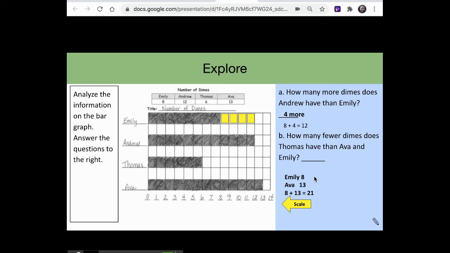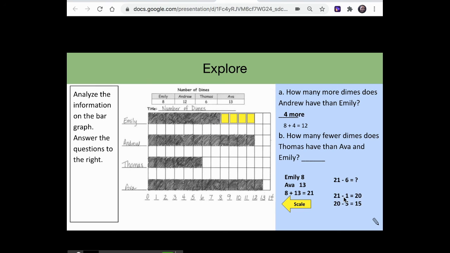We cannot use the previous strategy of counting the empty boxes here. Instead, I will write a subtraction equation. Since we already know that Ava and Emily have 21 altogether, now we're trying to figure out how many more dimes they have than Thomas. So Thomas only has 6. So 21 minus 6, we don't know what that equals yet.